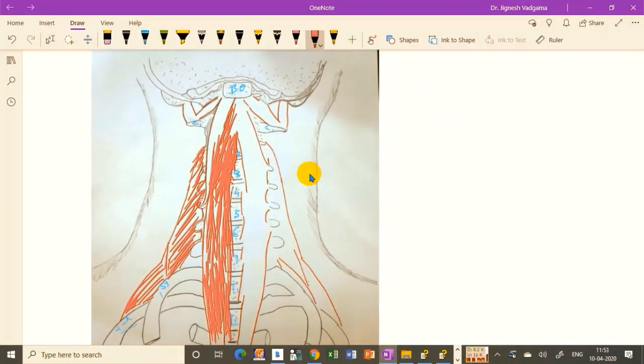This muscle is the rectus capitis anterior muscle, and this muscle is the rectus capitis lateralis muscle. Same on this side: this is the rectus capitis anterior muscle and this is the rectus capitis lateralis muscle.